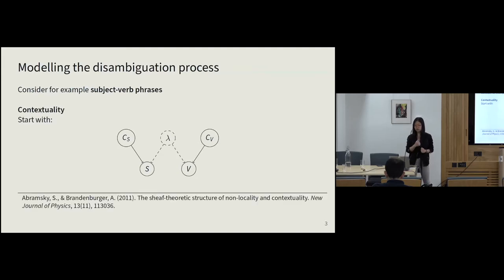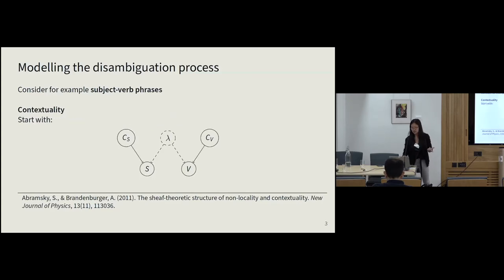Okay, so, linking back to previous work that we've done, we studied this in a quantum contextuality kind of way. We could start with something that looks like a Bell scenario, for example. You have the subject on one side and the verb on the other side. Then what you want to do is to check whether it is possible to put all of the differences that you observe within this hidden variable lambda. That is, roughly speaking, the same thing as what we would do in a Bell experiment.